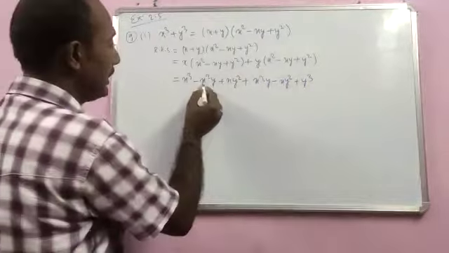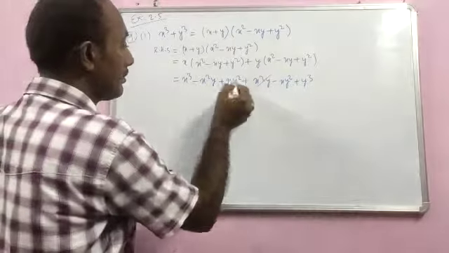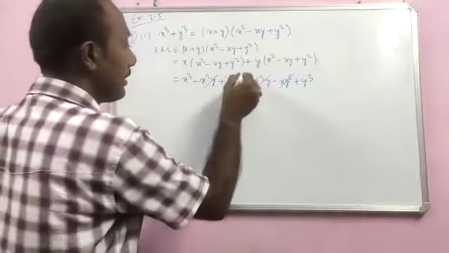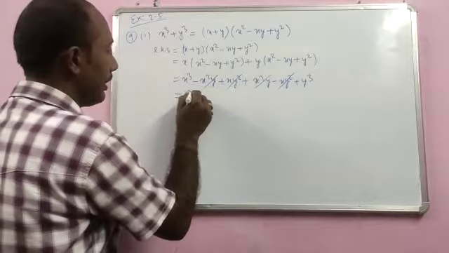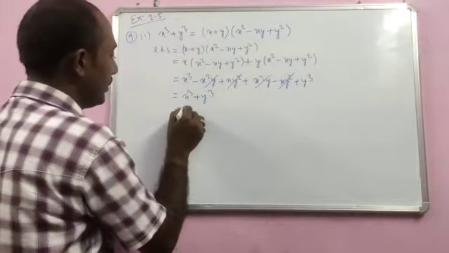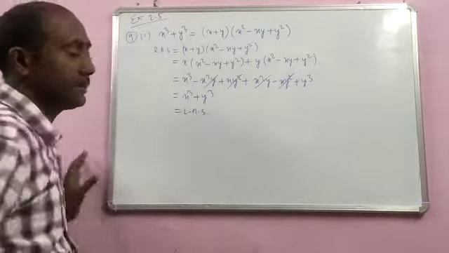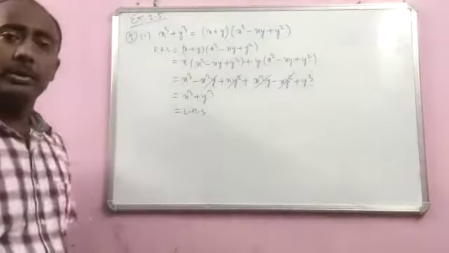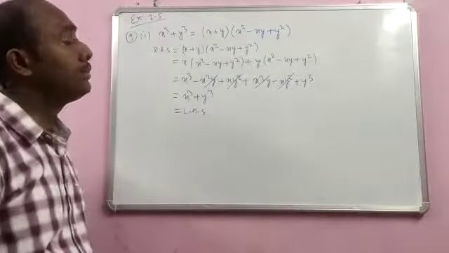Once you see that here minus x square y plus x square y will get cancelled, xy square minus xy square will get cancelled. So you are left with x cube plus y cube, which is equal to LHS. So this is what you have to do in question number 9. Let us move to question number 10.